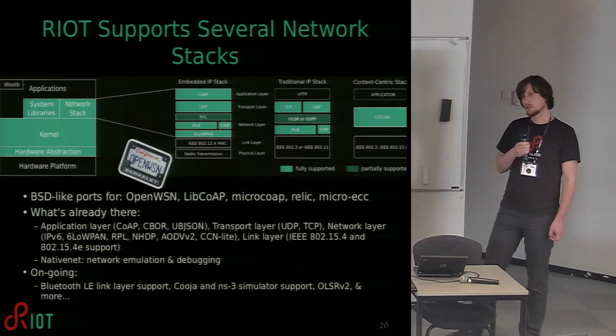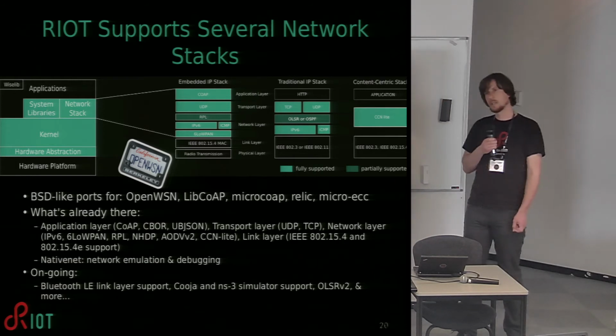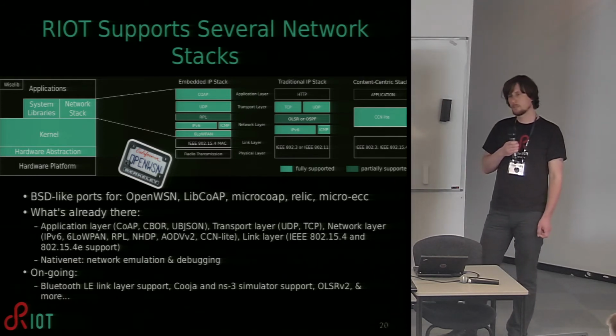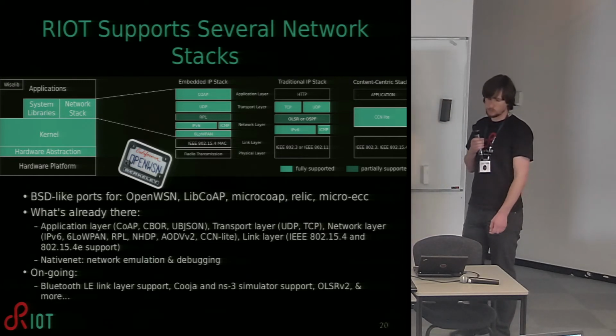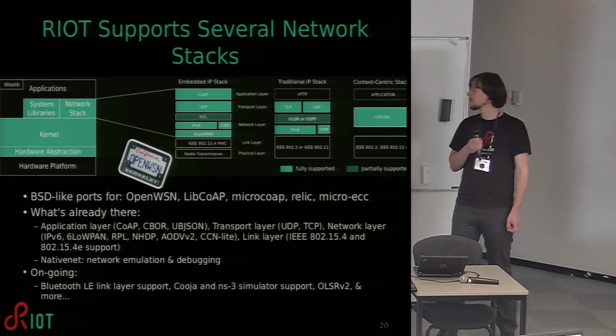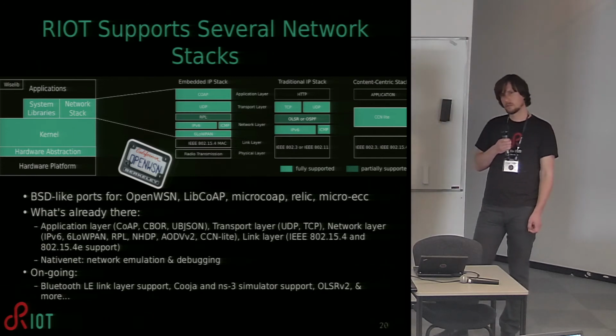Additionally, we provide another network stack. We ported CCN Lite, which implements the information-centric networking paradigm. We don't focus on hosts in the network, but on the content, and it has some in-network caching capabilities, which makes it very interesting for certain types of applications. And it's also possible to use the OpenWSN network stack as part of RIOT, so the whole 6TiSCH and 802.15.4e deterministic MAC layer.